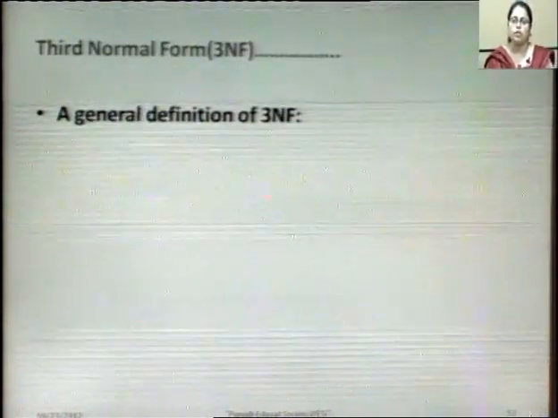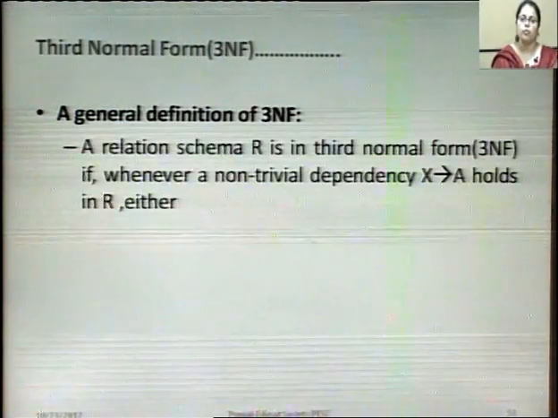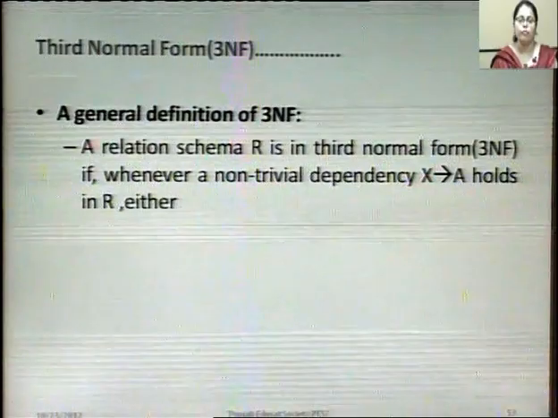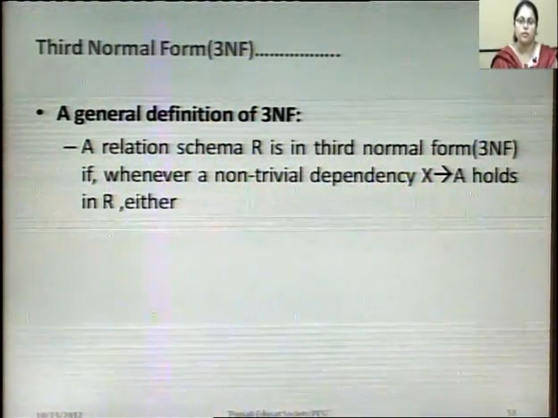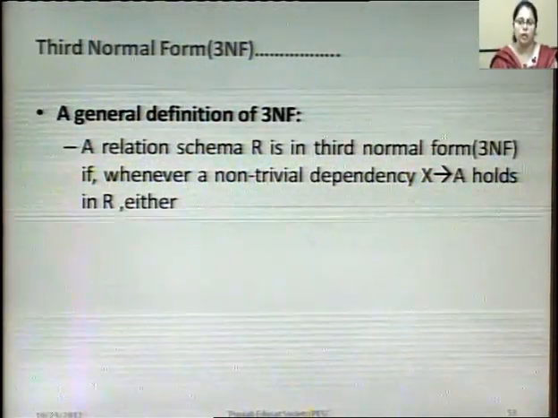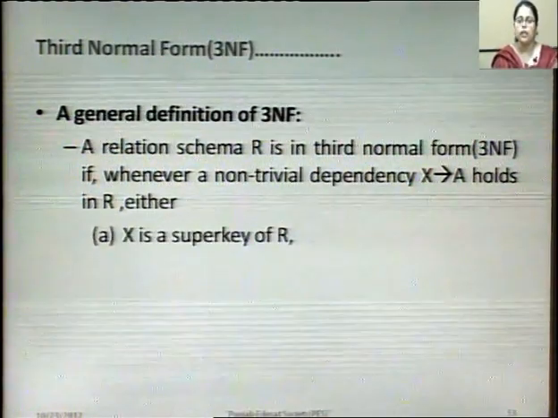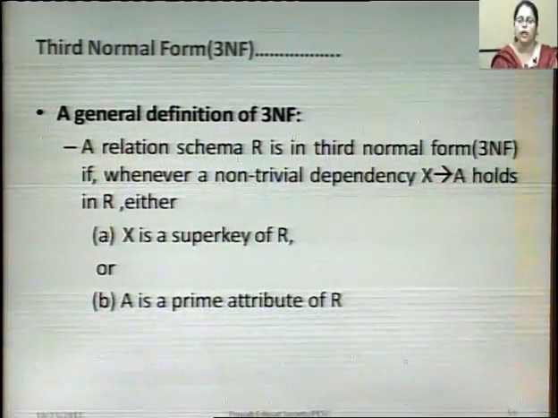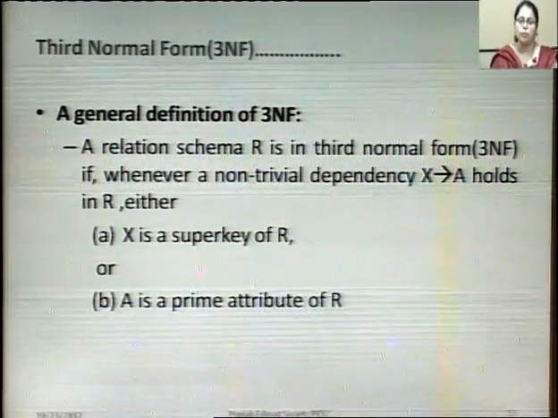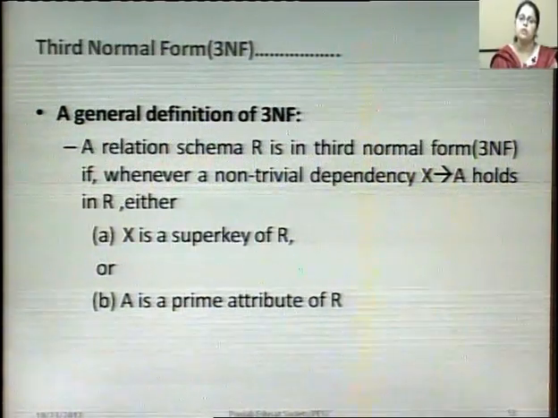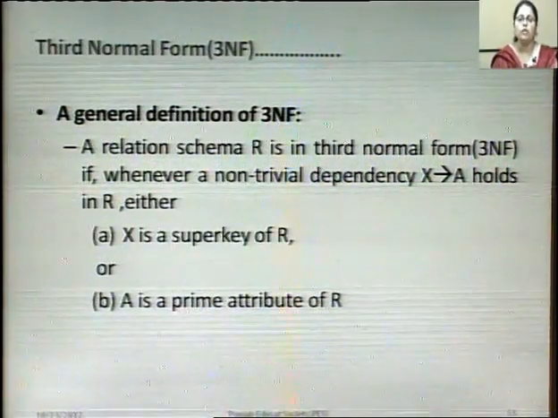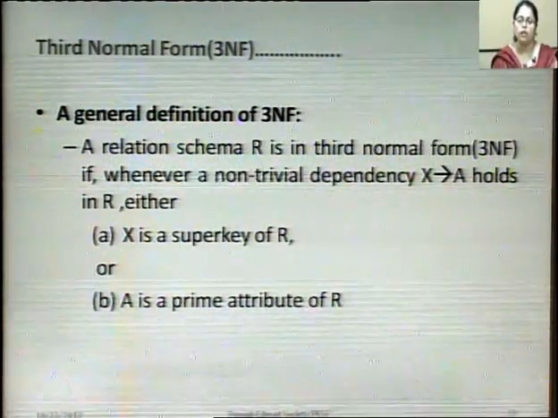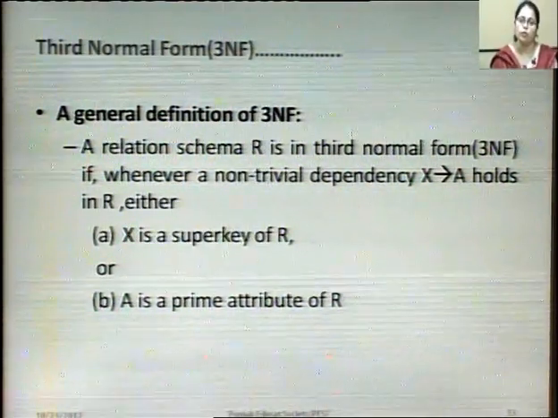Now we can generalize this definition of third normal form. A relation schema R is in third normal form if whenever a non-trivial dependency X determining A holds in R, then either X is a superkey of R or A is a prime attribute of R. That means if any one of these conditions is satisfied for the non-trivial dependencies X determines A in R, then that relation will be in third normal form.